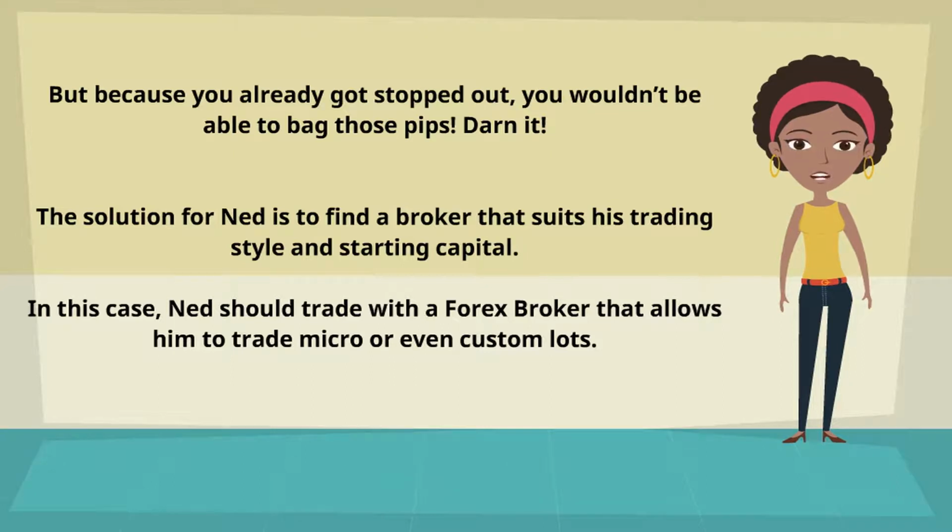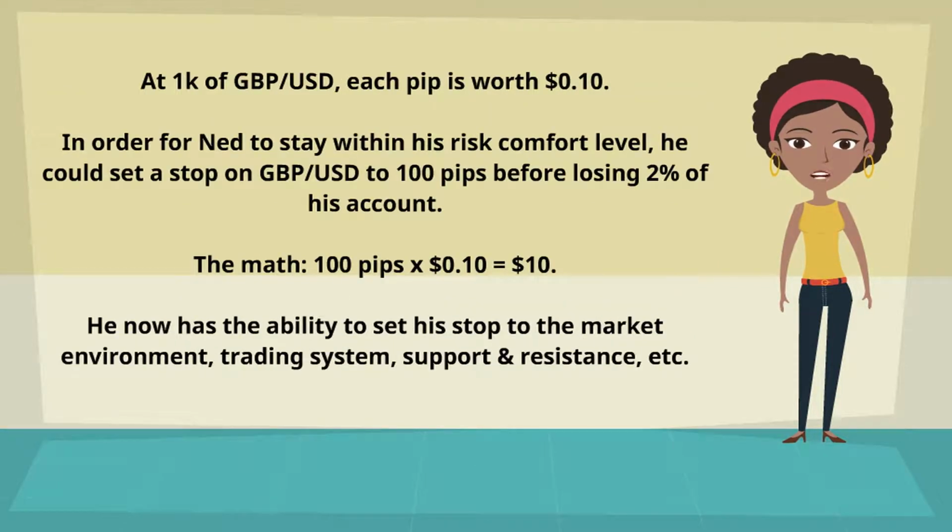Darn it. The solution for Ned is to find a broker that suits his trading style and starting capital. In this case, Ned should trade with a Forex broker that allows him to trade micro or even custom lots. At 1K of pound sterling to US dollar, each pip is worth 10 cents. In order for Ned to stay within his risk comfort level, he could set a stop on pound sterling to US dollar to 100 pips before losing 2% of his account. The math: 100 pips multiplied by 10 cents equals $10. He now has the ability to set his stop to the market environment, trading system, support and resistance, etc.